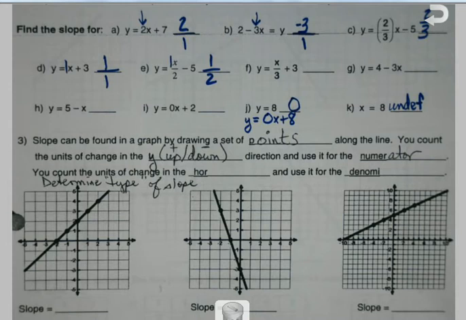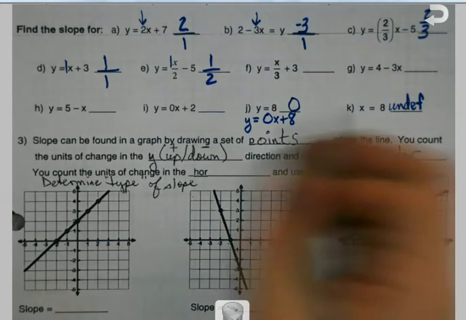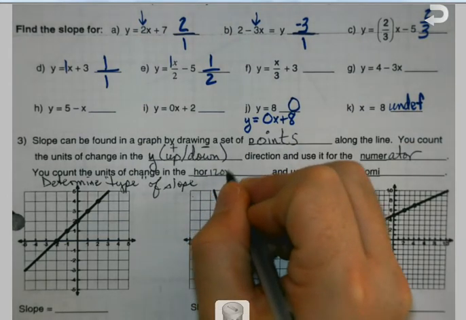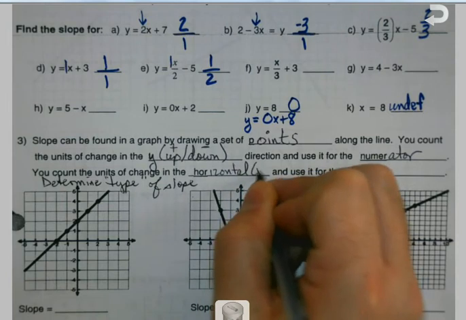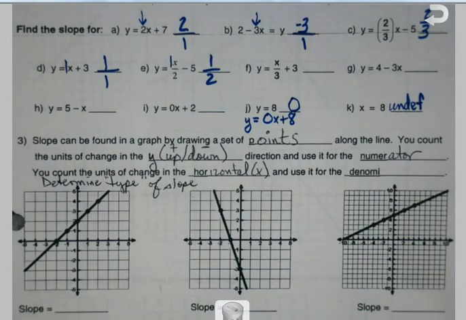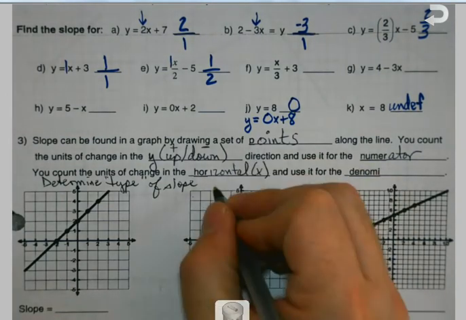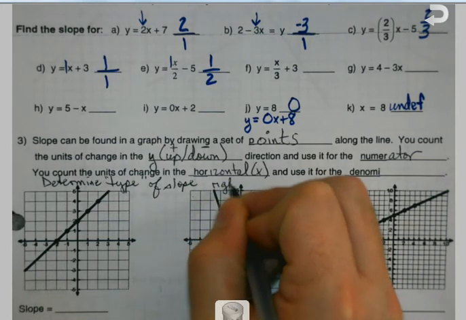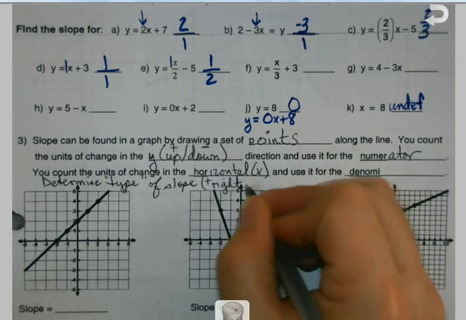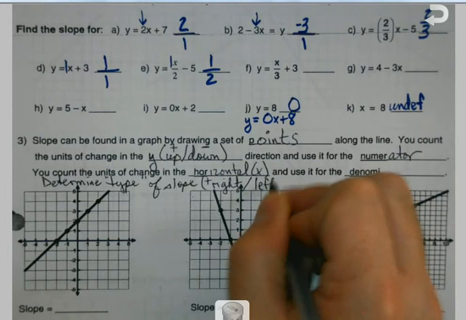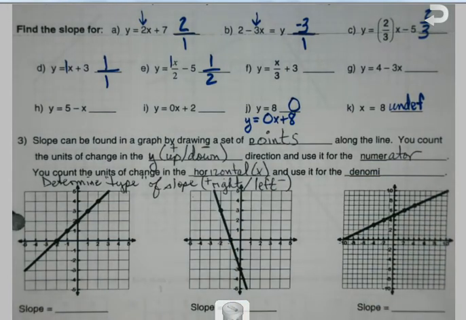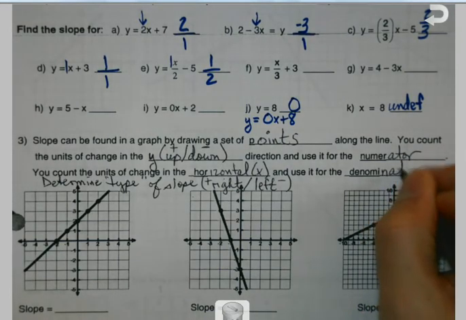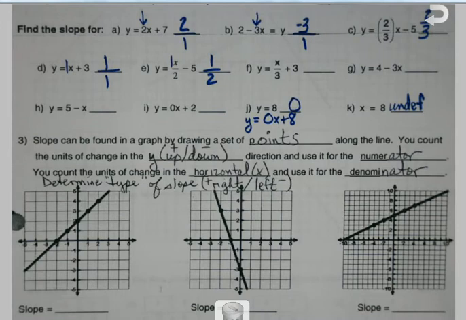And then we also can count the units of change in what's called the horizontal, or the x. And again, that's going to be my right, which is positive, or my left, which is negative. And again, this is a note sheet too, so you're going to be able to use this on all the quizzes that we do. Just got to keep hold of it, so keep it in a good spot. And use that in the denominator, the bottom of my fraction.